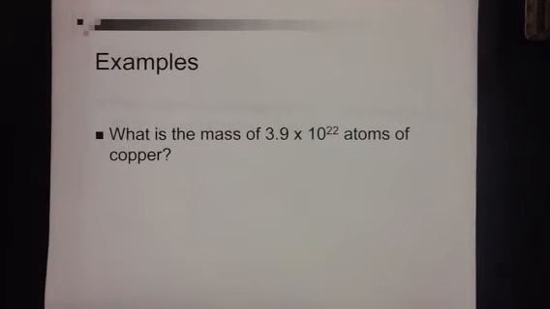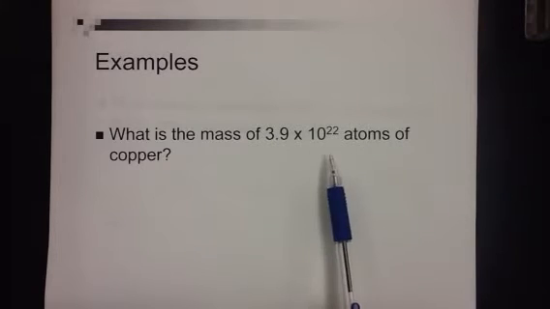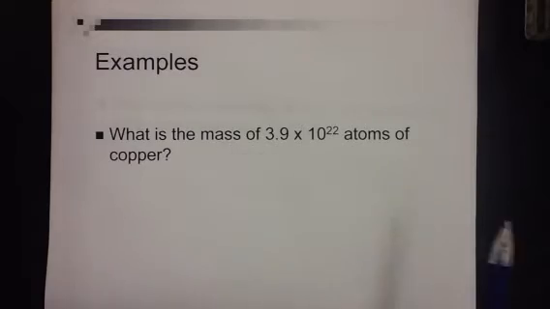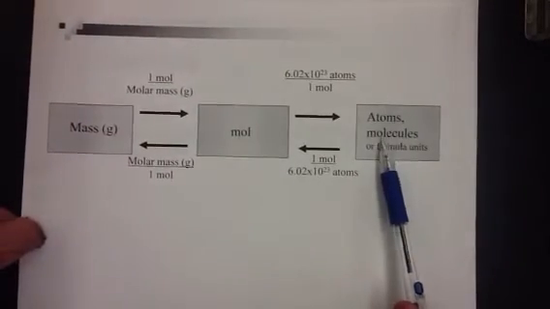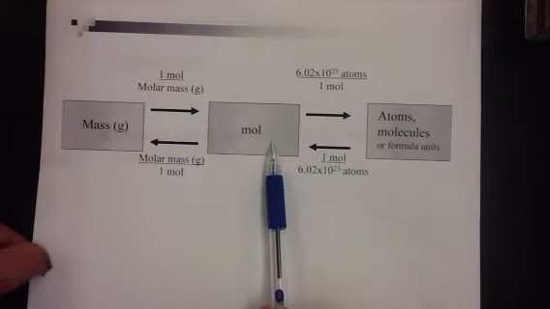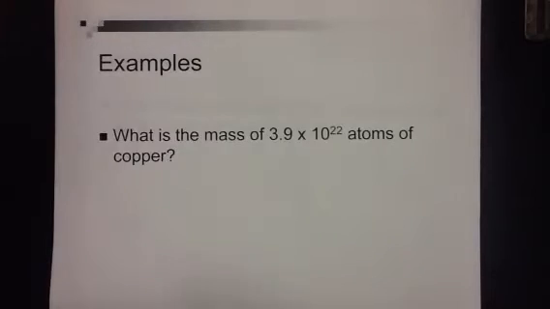So our first example says, what's the mass of 3.9 times 10 to the 22nd atoms of copper? So we're given the number of particles, and we're asked to find out what its mass is. It's going to be a 2-step problem where we first find out how many moles we have, and then take that number of moles and find out what the mass is.